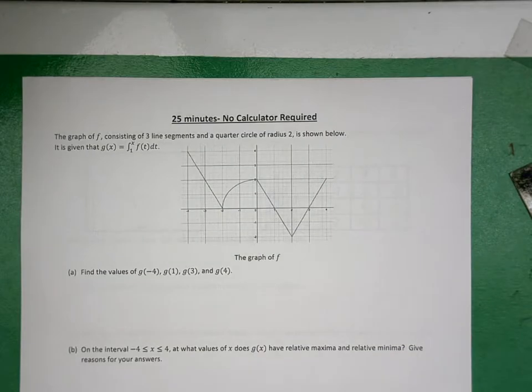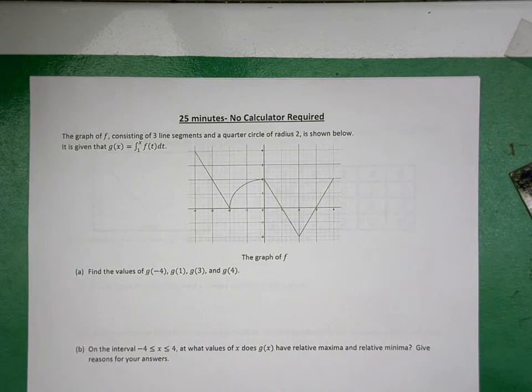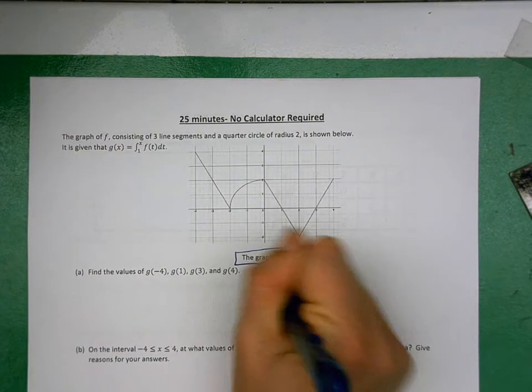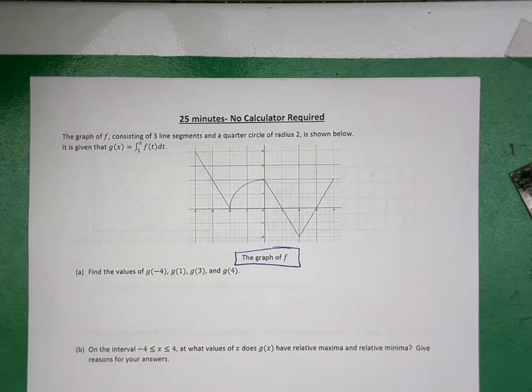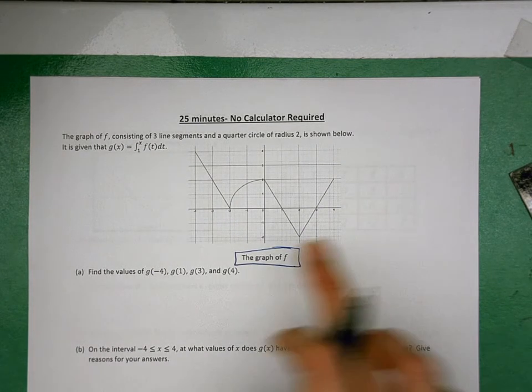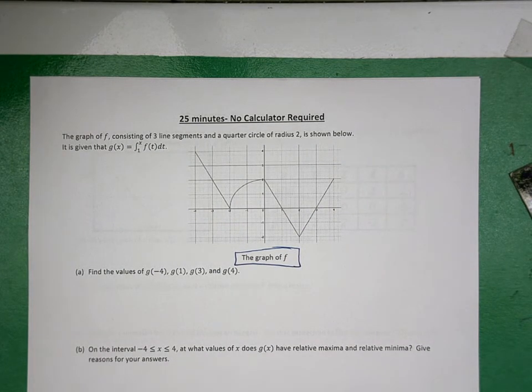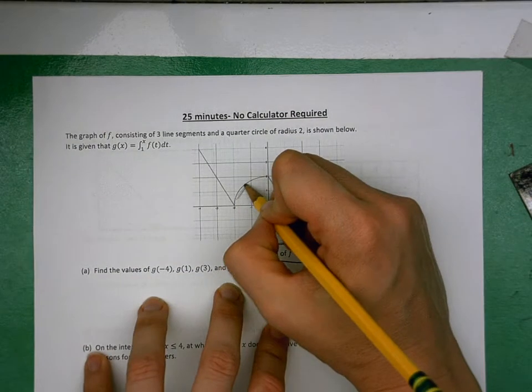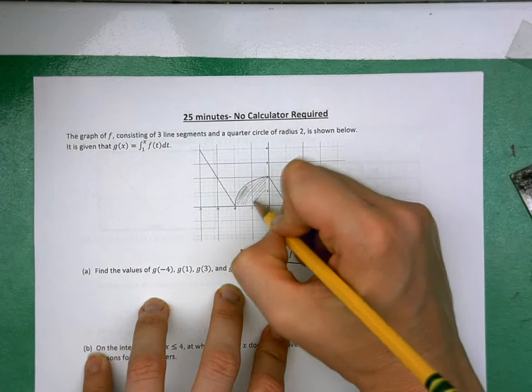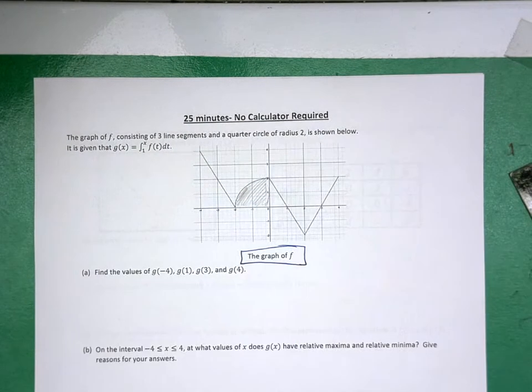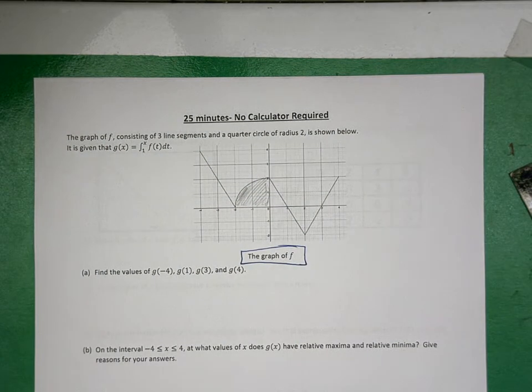Okay, second one, we have an f, f prime, f double prime graph. So I'm looking at a graph of f here. It consists of 3 line segments and a quarter circle. Again, let me go ahead and shade in that quarter circle like I did in the other video. This quarter circle, thankfully, is face down, so I'll just be able to do 1/4 pi r squared and I'll have to do a subtraction. Radius of 2 shown below.